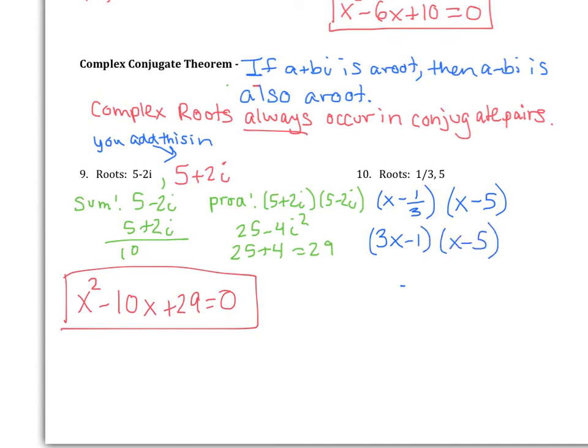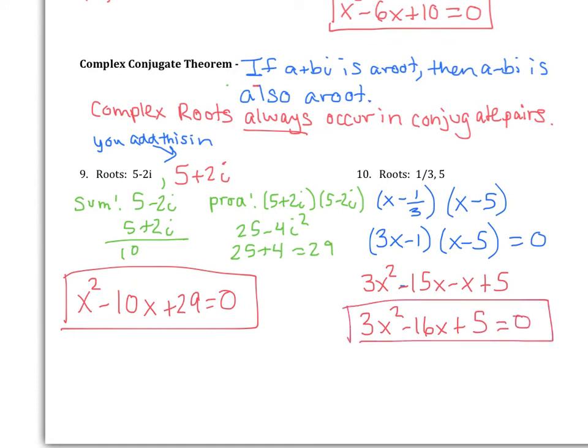So the trick that I usually tell my class is that you're going to put the denominator in front of x and the opposite sign of what's on top. So the 3 goes in front of the x, and then negative 1. Now it's just a FOIL question. So we've got 3x squared minus 15x minus x plus 5, which gives us 3x squared minus 16x plus 5 for the final answer. So again, just trying to remember, integral coefficients means no fractions.